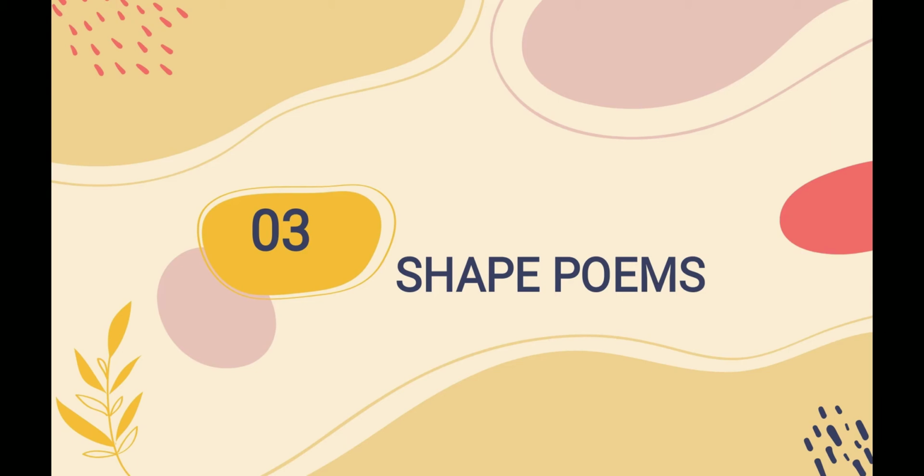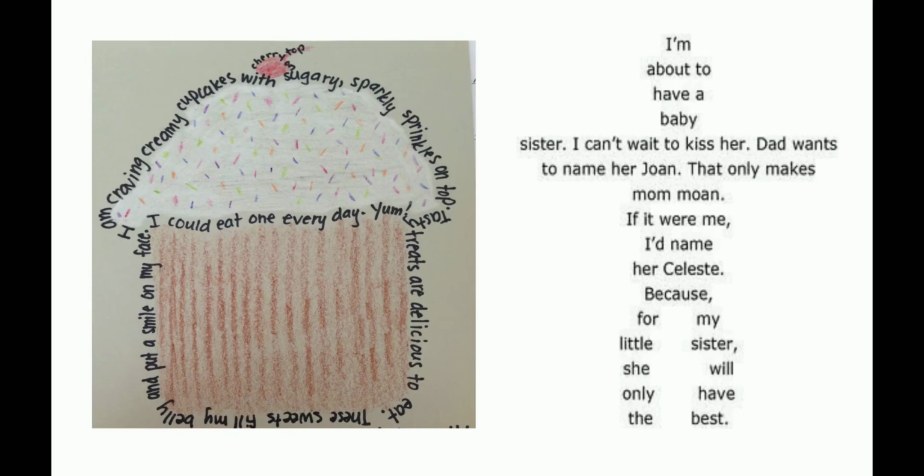The shape adds meaning to the poem. You can write the poem inside the outline of the thing you have drawn, or you could write a short poem and make the words the outline of the thing. For example, here on the left side, we have a shape poem of a cupcake, and it is written on the outline of the cupcake that is drawn.